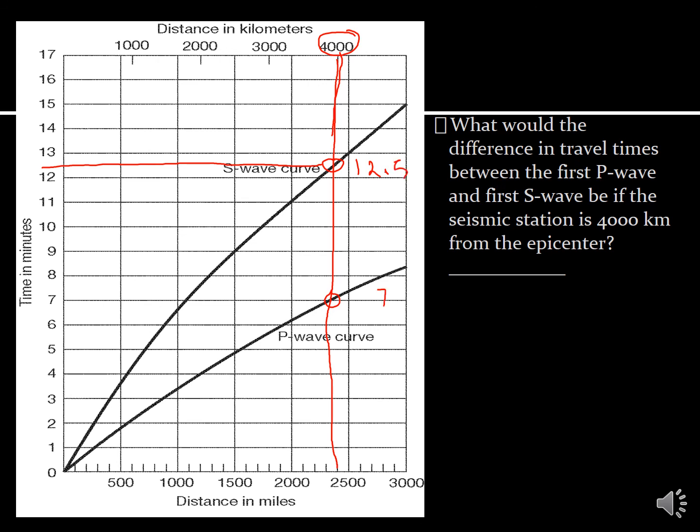And so you are supposed to follow the line up to the P wave and S wave curves. Using the times on the y-axis, calculate the difference in the arrivals of the two times. So 12.5 minus 7 is 5.5. That is the difference of the times.